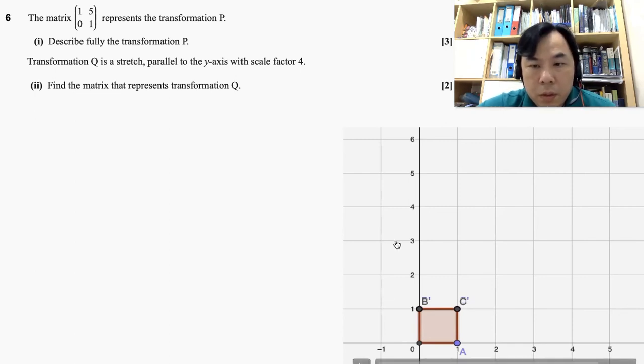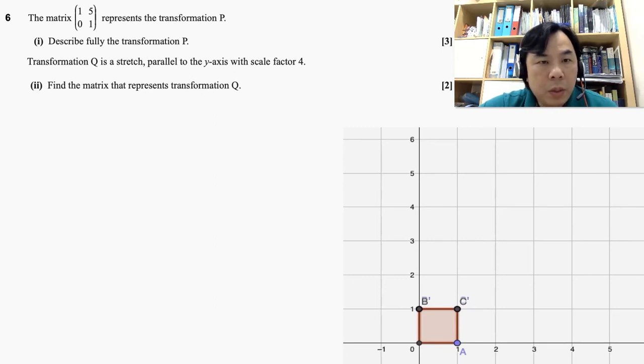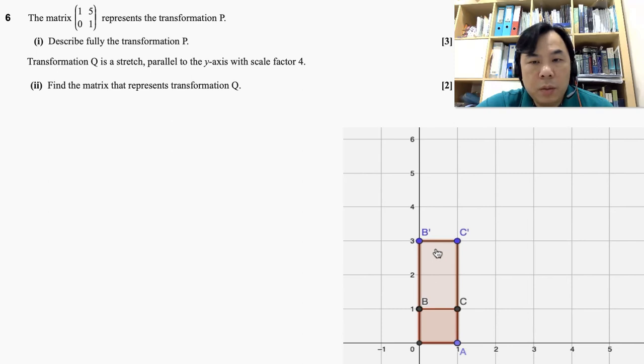Yep, I think I messed up. Let me rerun that. It's supposed to be matrix 2 here. Okay. Now you can see that it's a stretch parallel to the y-axis with a scale factor 4, which means the shape will be extended 4 units long. Yep, that is how the stretch would look like eventually.